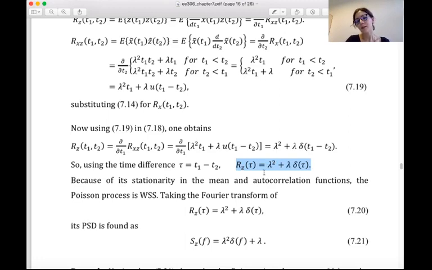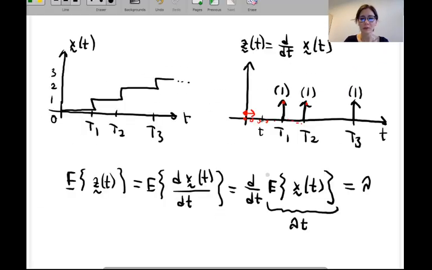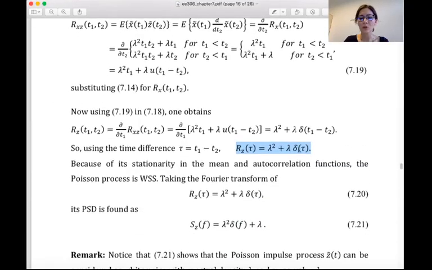Now, again, we were expecting it to be stationary, intuitively thinking. Was this confirmed? Yes, this is a function of tau only, and this is why we can conclude that Z is a wide sense stationary process, because its mean we found in here is constant, and its ACF is a function of tau, the time difference. So the impulse process is stationary.